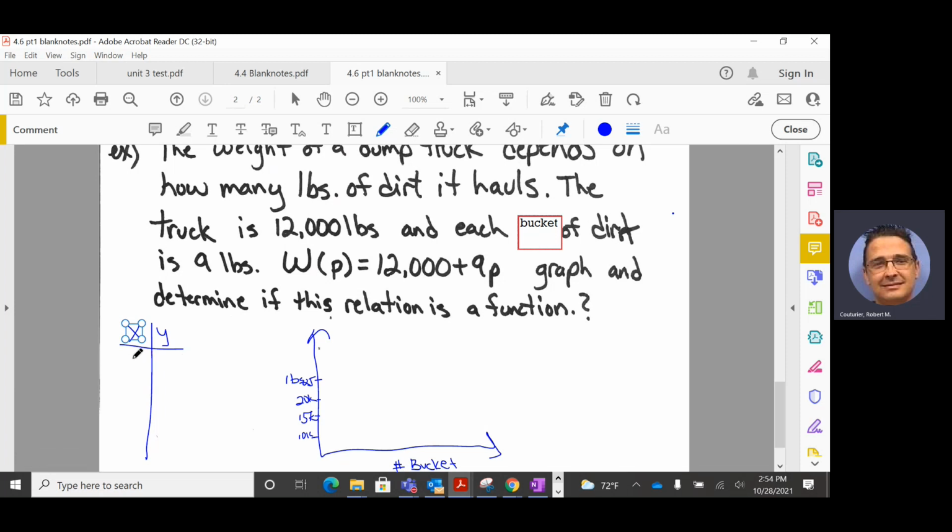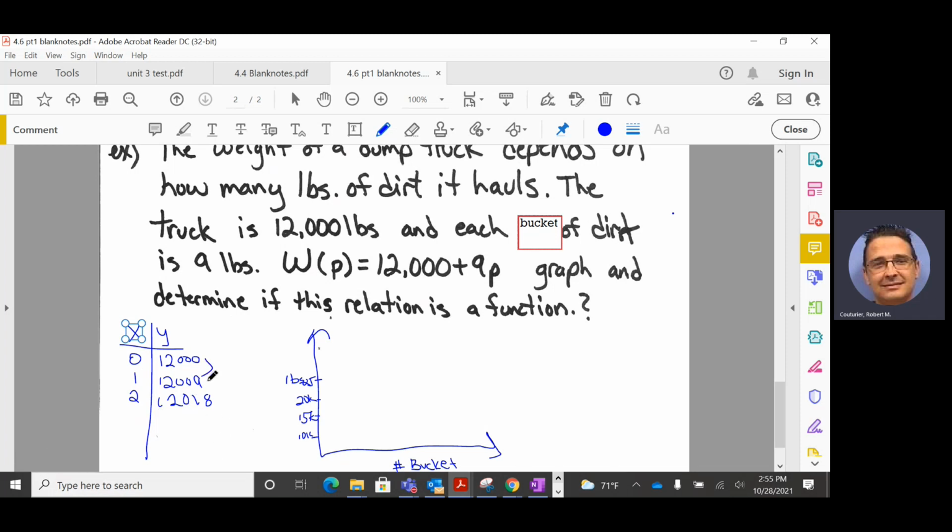Right, and as we go through here and we start to do this, we start looking, okay, what if there are no buckets on it? Well, if you plug a 0 in here, we end up with 12,000. And what happens if we plug a 1 in here? We end up with 12,009. If we plug 2, 2 times 9 is 18, so we have 12,018. And of course, it continues and continues and continues. This number grows by 9 each time.